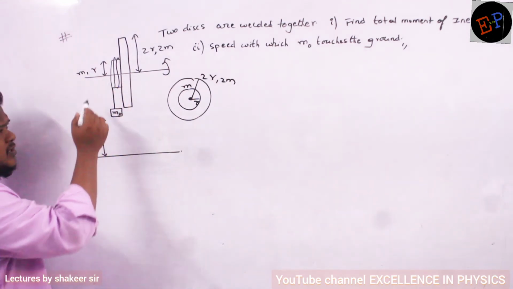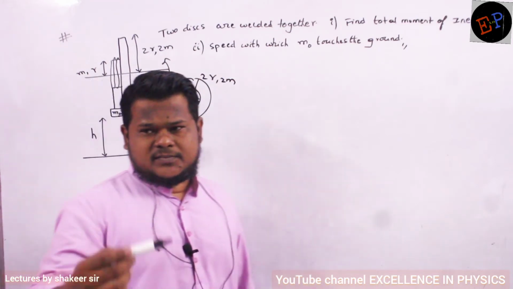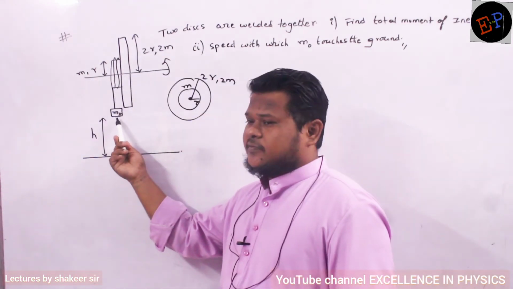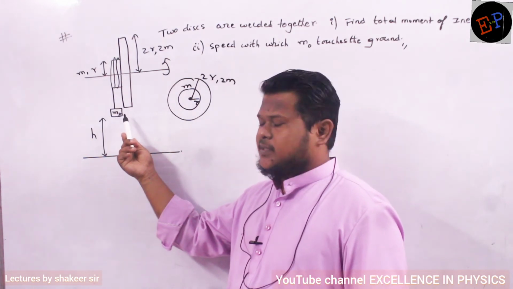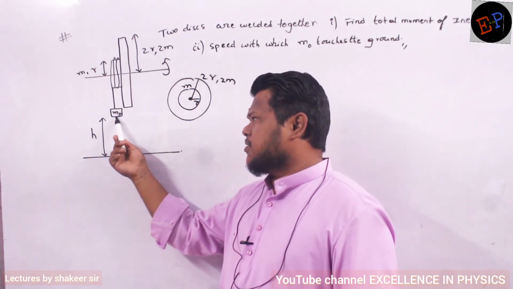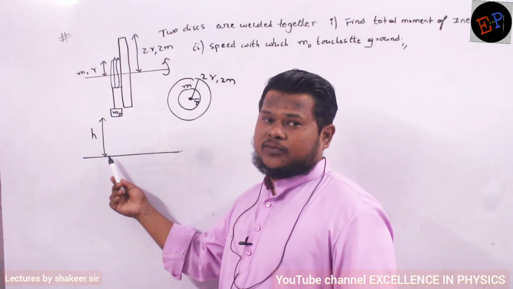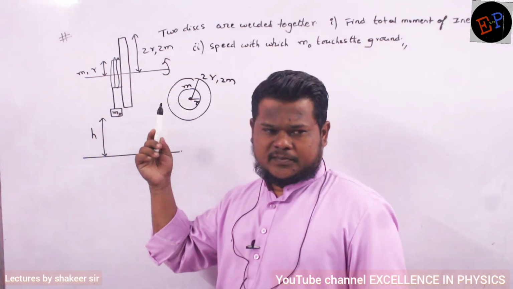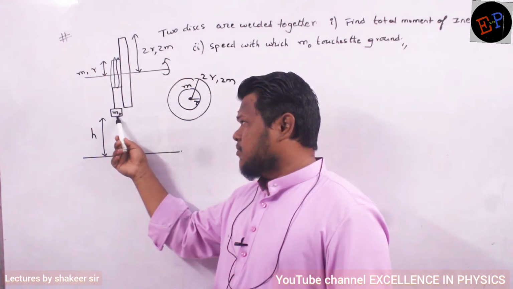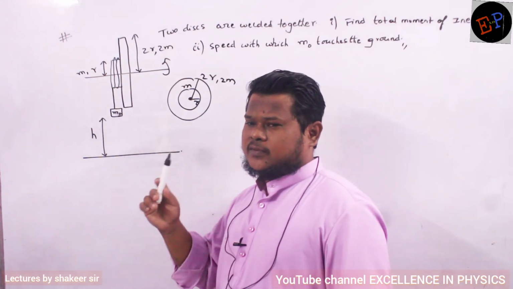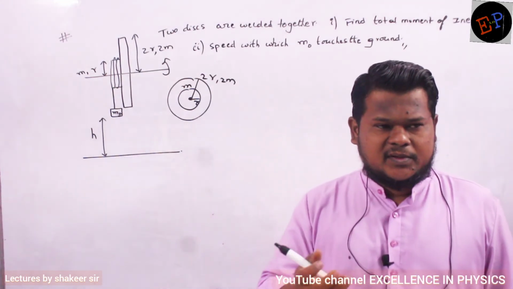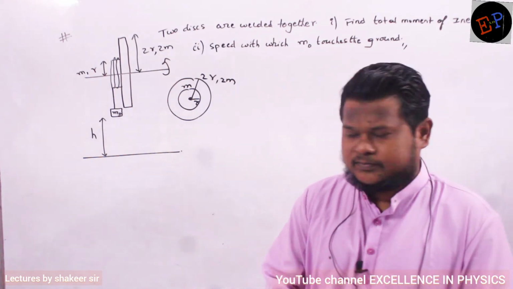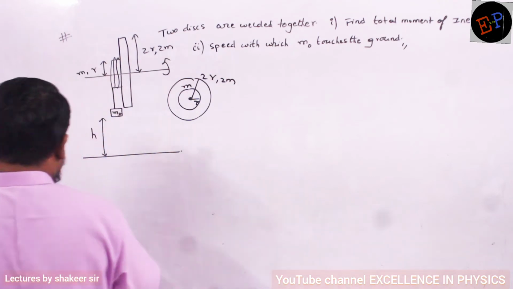Next, on the smaller disc, we are winding some wire. Some wire is wound and the other end of the wire is connected to a mass of m0. Are you able to understand? And this total system is released from a height of h from the ground. So the first question is, what is the total moment of inertia of this system? The second question is, by the time this m0 touches the ground, what will be its velocity? What will be the velocity of the mass m0? Understood now? Okay, let us do this problem.